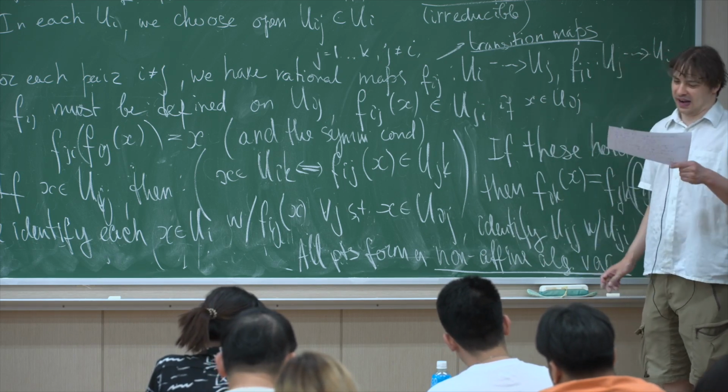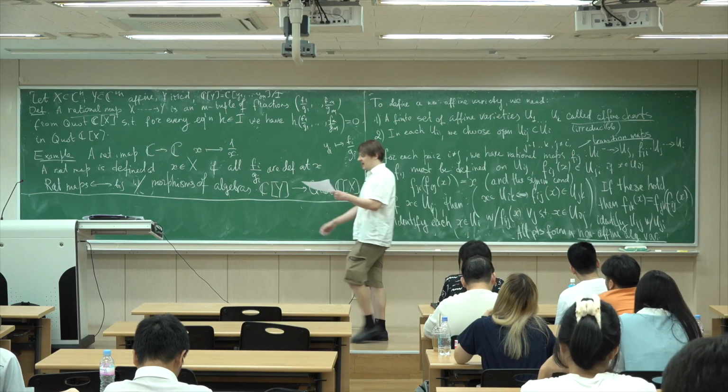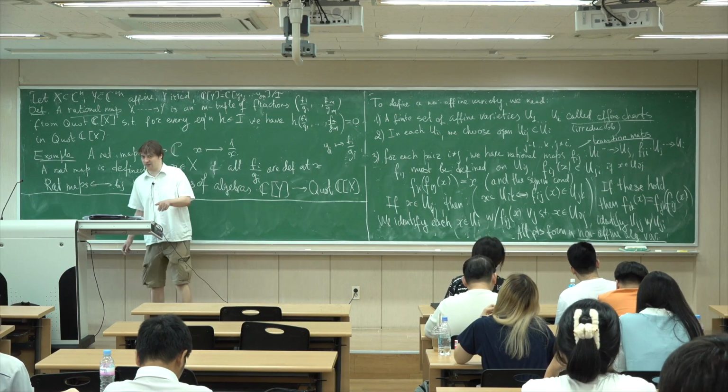Okay, so I think it's time to make a break. After the break, we will start with some examples of non-affine algebraic varieties.